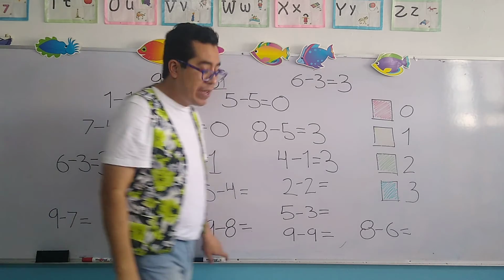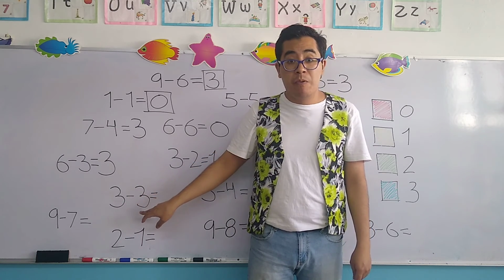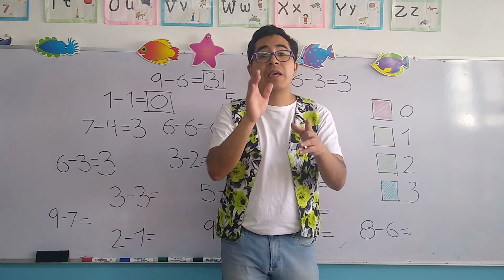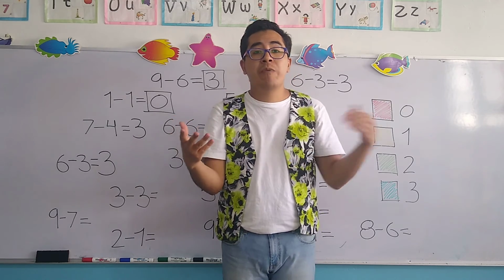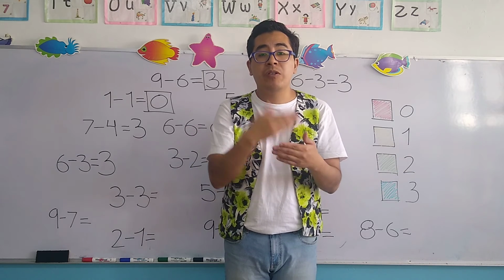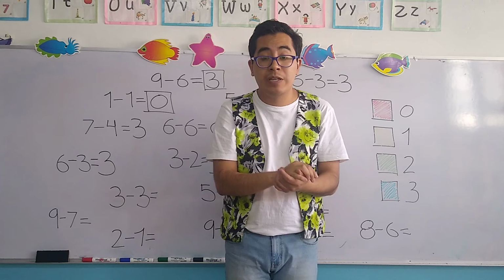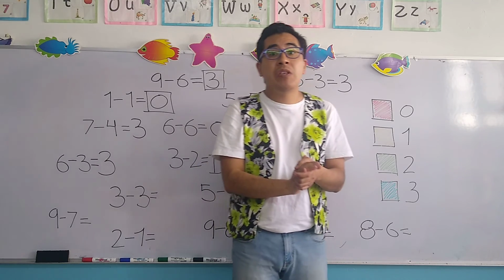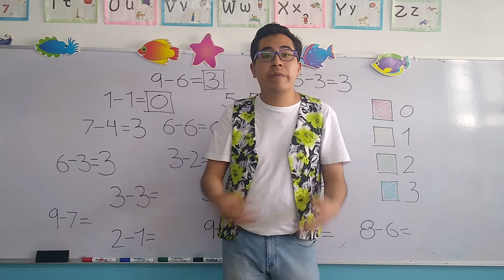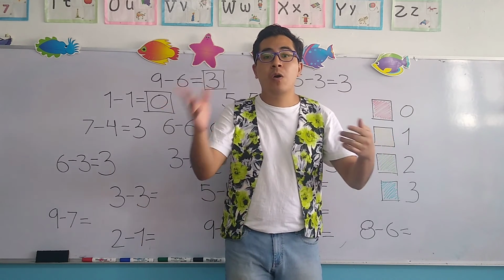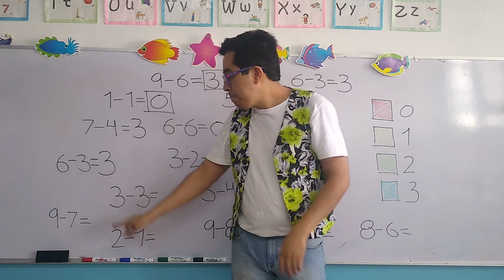Once again, we have 3 minus 3. It's very important that we mention the symbol that is in the middle, okay? Because otherwise, we will not know if we are talking about subtractions or additions, okay? It's very important to mention it. Es muy importante, pequeños, mencionar el símbolo que aparece en medio, porque de lo contrario no sabemos si estamos hablando de una suma o de una resta, okay? Don't forget to mention the symbol.